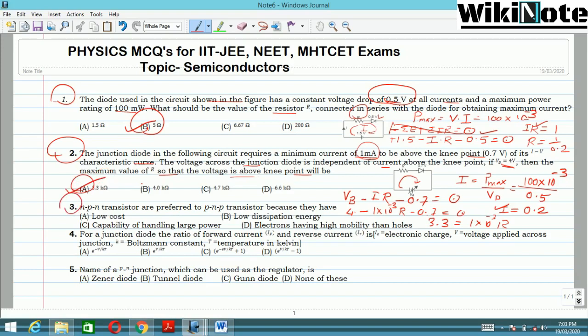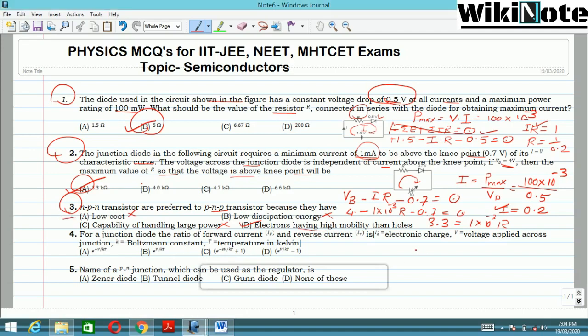Now next question, question 3. NPN transistors are preferred to PNP transistors because they have low cost, wrong; low dissipation energy, wrong; capability of handling large power, wrong; electrons having high mobility than holes, yes, this is correct. Now from where I got this value, for this I would like to explain why I have chosen this answer.